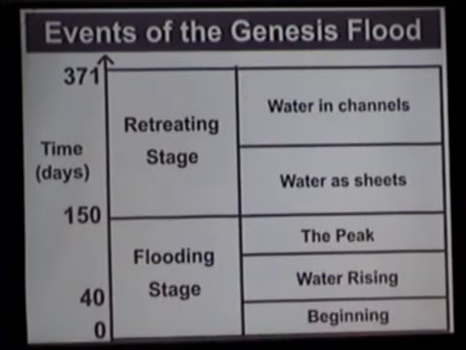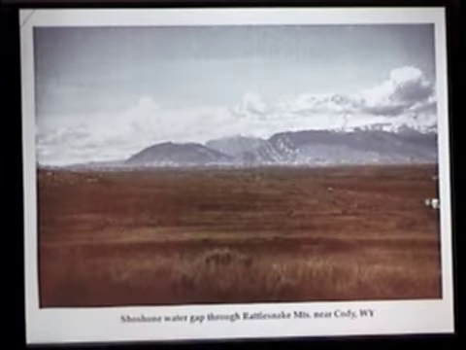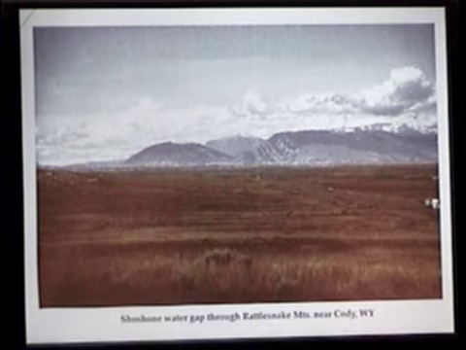Anyway, these, I believe, formed mainly during the channelized part of the flood, water moving in channels, right in here. Well, let's take a look at one of them. The best one around where I live is the Shoshone Water Gap, west of Cody, Wyoming. Has anyone ever been to Cody, Wyoming, and noticed that gap through the mountains? A few of you.